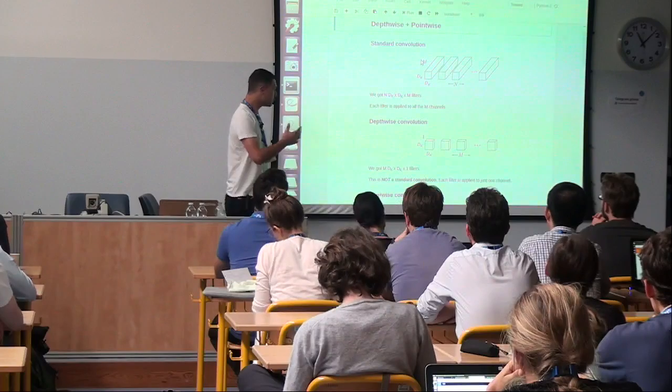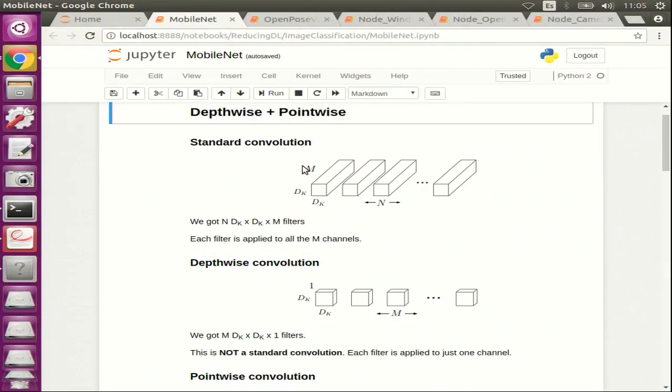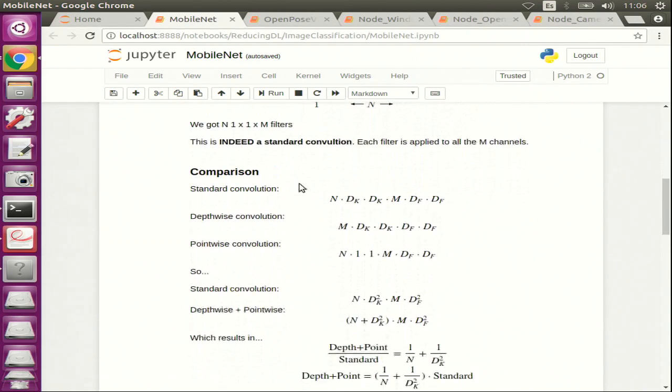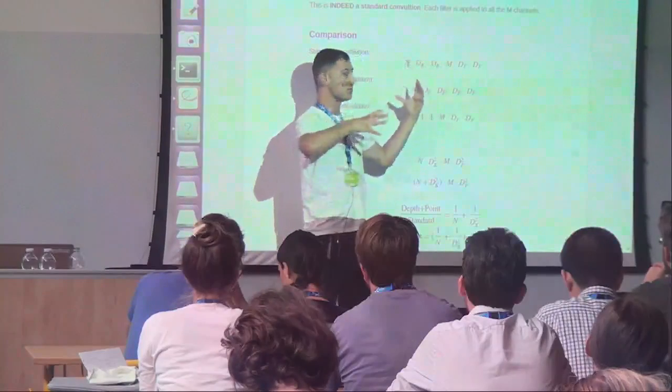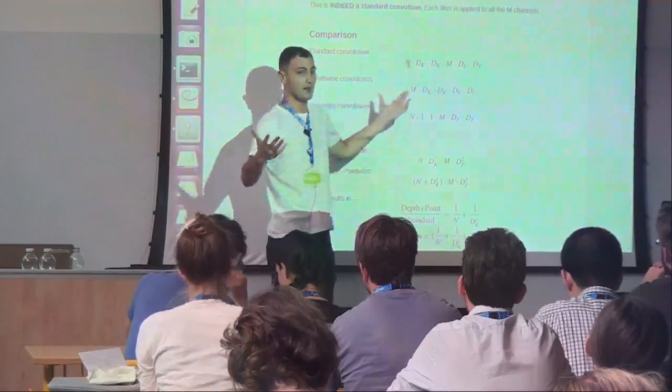Usually, your standard convolutional filters have this form. You take into account all the channels in the input tensor, and that makes it like this. This is the total number of operations you use, because you have a multiplication in each slide. There is k by k by m, and then you slide it D_F times here and D_F times here for the input size. And you may have n kernels.